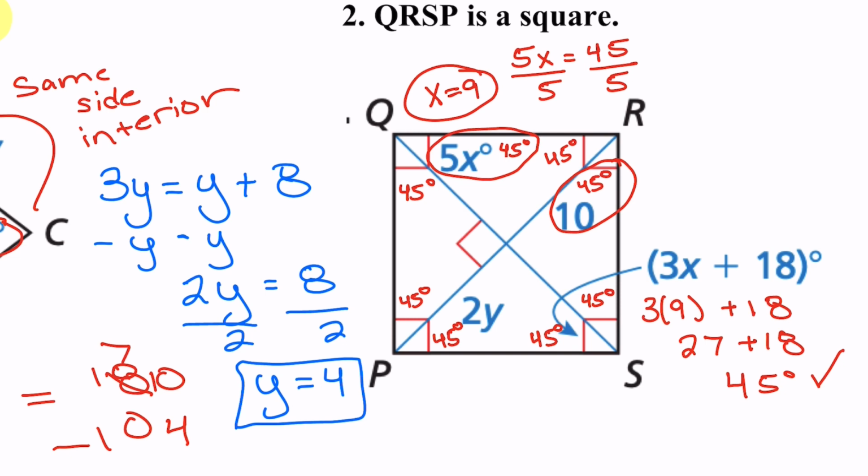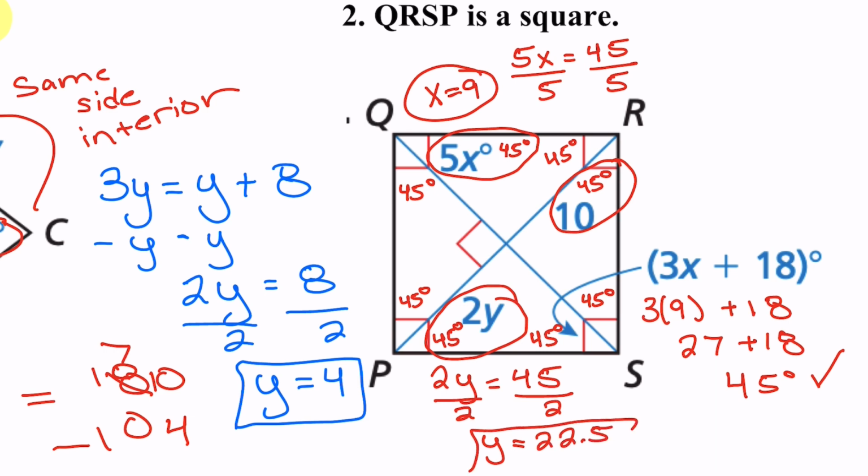And we can do the same thing with this 2y. 2y should equal 45. If I divide by 2, I get that y will be 22.5. So make a note, if you ever get a square, you know that every angle will be a right angle, and so that each individual half will be 45 degrees.